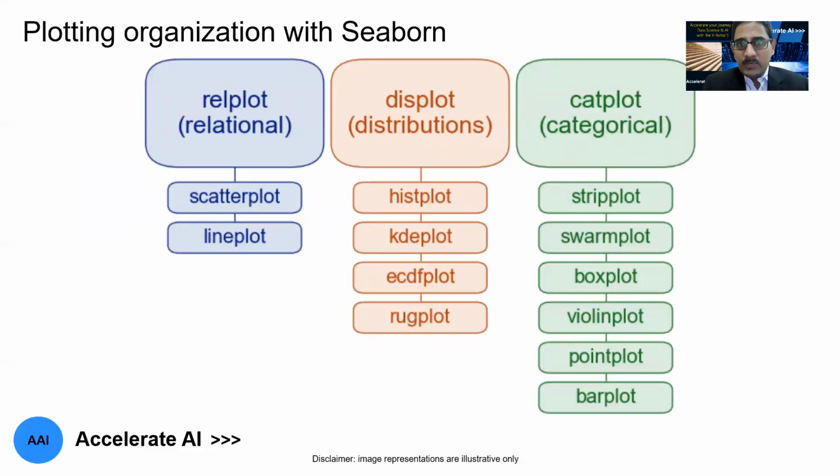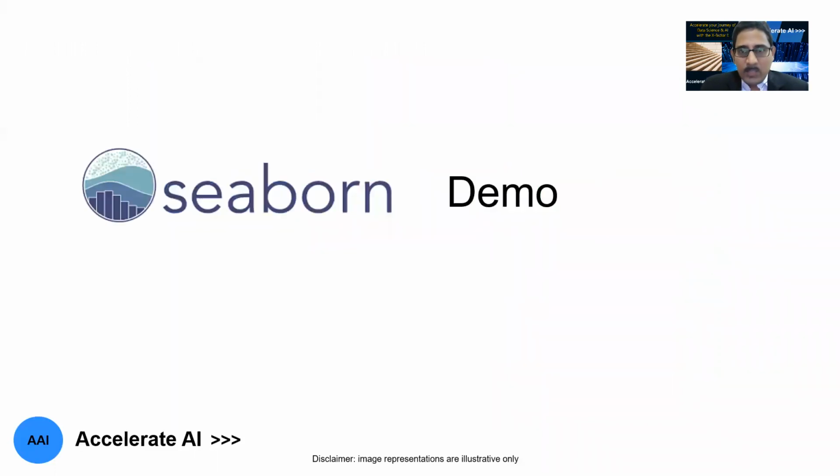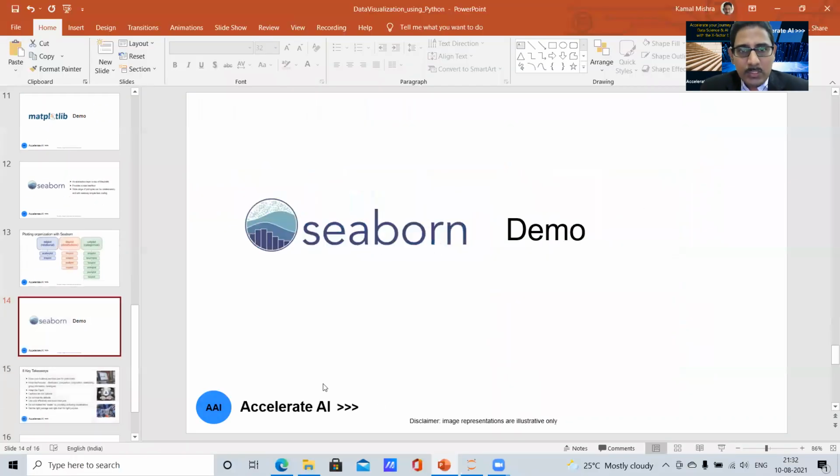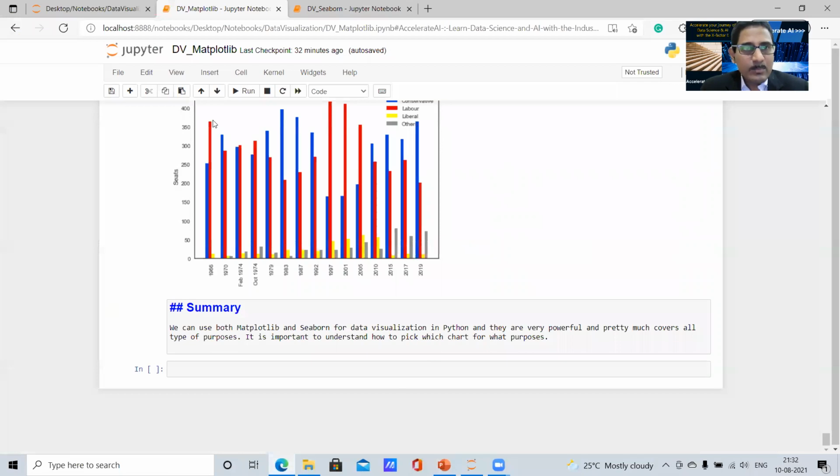Typically, the plotting organization with Seaborn, if you look at, one is relational, second is distributions, third is categorical. There are different types of plots for the purpose of these. Relplot or relational, where scatter plot, line plot related charts that we can build. Displot for the distribution purposes. You have histogram plot, the density plots, and so on. Categorical plot is like you have the strip plot, swarm plot, box plot, and so on. So let's quickly get on to the demo again for Seaborn.